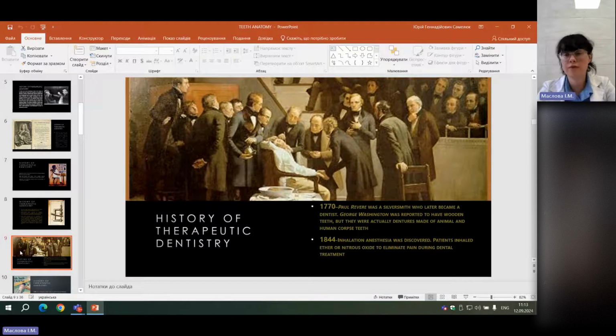1770, Paul Revere was a silversmith who later became a dentist. George Washington was reported to have wooden teeth, but they were actually dentures made of animal and human corpse teeth, without knowledge about artificial materials for artificial crowns. 1844, inhalation anesthesia was discovered. Patients inhaled ether or nitrous oxide to eliminate pain during dental treatment.